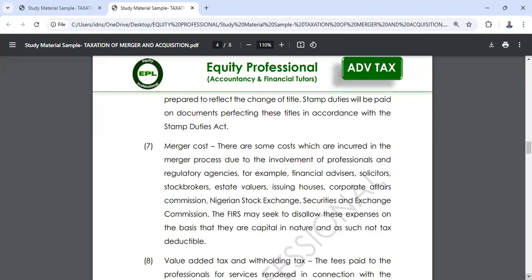That professional fee we pay them will be treated as a disallowable expense. We cannot claim that professional fee. That professional fee is somehow regarded as preliminary expenses. If it was stated in the expenses of the new company, the professional fee paid for the merger of the two companies, if it was stated in the account of the new company, it will be treated as a disallowable expense because we regard them as preliminary expenses.